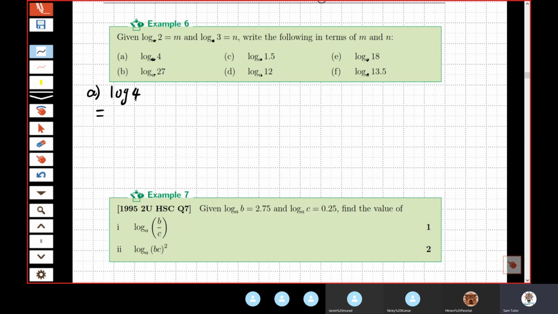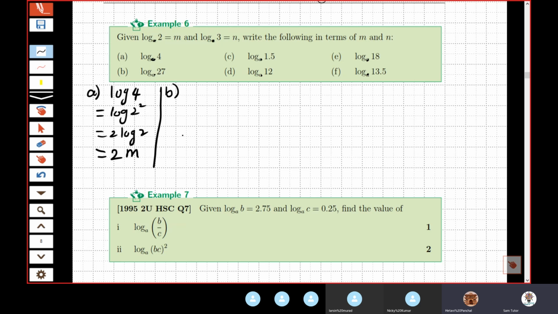Okay, can anyone tell me how else I can write 4? 2 squared. Beautiful. And then what are you allowed to do with your powers? Bring it down. And then you get 2 log 2. And what does log 2 equal to? M. So therefore your answer is 2m. That's it, you're done. Beautiful. See, it's going to be weird. The first lesson will be weird. It's just getting used to all the formulas.